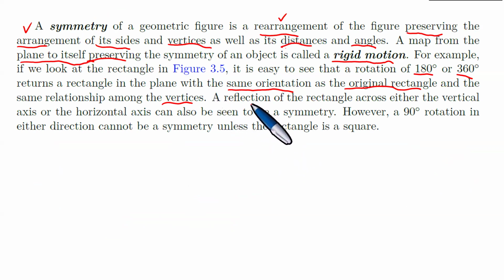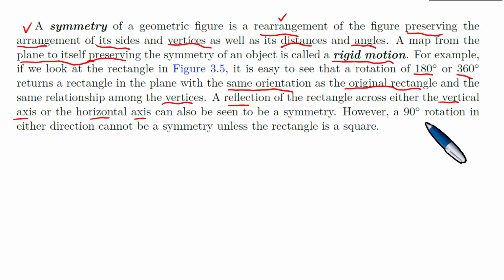A reflection of the rectangle across either the vertical axis or the horizontal axis, as we discussed, can also be seen to be a symmetry. Okay, it is a symmetry. We continue.